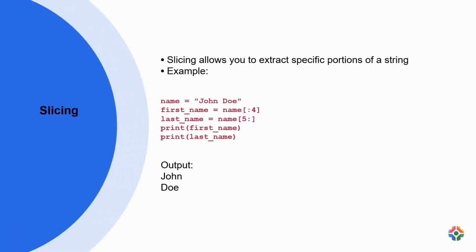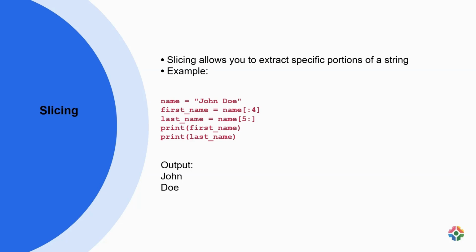Slicing is a technique used in Python to extract specific sections of a string. It involves specifying the start and end positions within square brackets, separated by a colon, within the string you want to slice. The start position is inclusive, while the end position is exclusive.